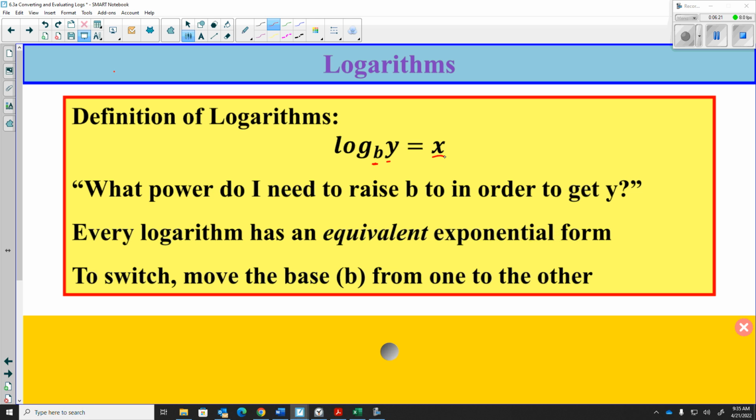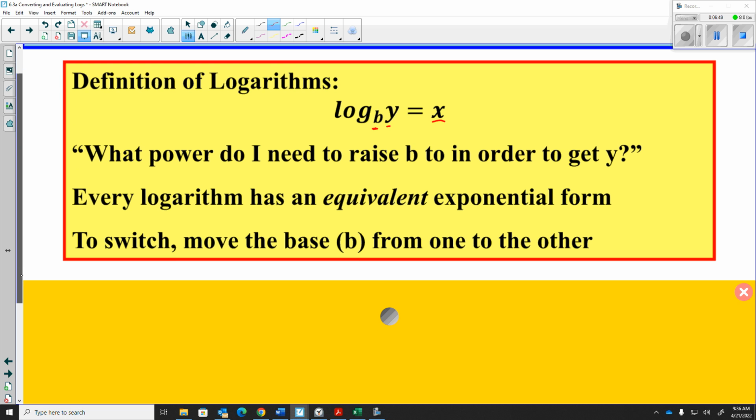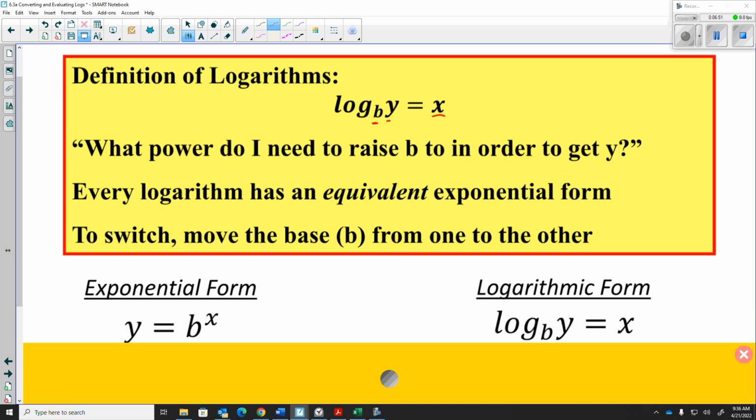Do you guys remember when we talked about inverse functions? Like a couple weeks ago? Like the opposites, it's when you had to switch x and y and solve, you just flip-flop an equation. A logarithm is the inverse of an exponential function, okay? So every logarithm has an equivalent exponential form, and there's a way that we can switch from one to the other, okay? So let's talk about that for a moment.